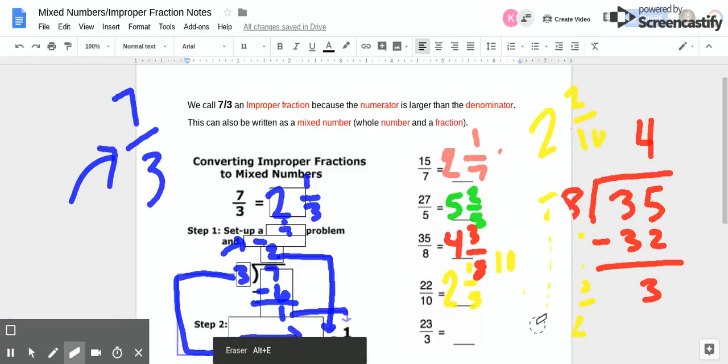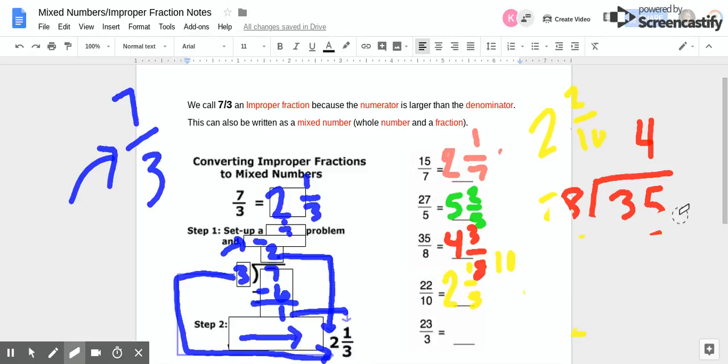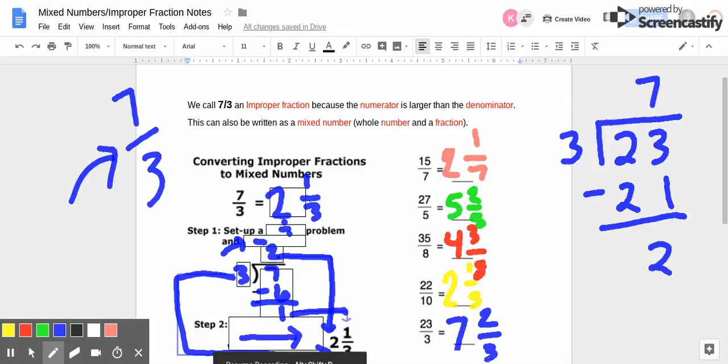And then you try this last one on your own. Go ahead and pause the video, and then I'll give you the answer. All right, you should have got 7 2/3 for that one. So now scroll down, and we're going to do the bottom together.